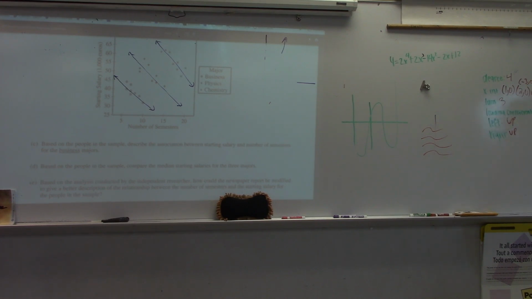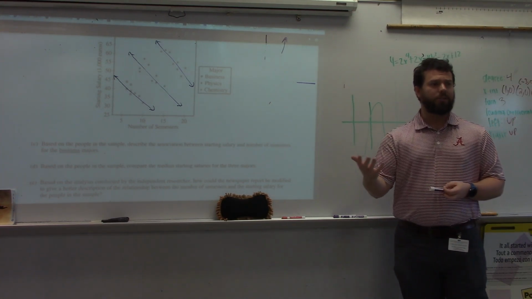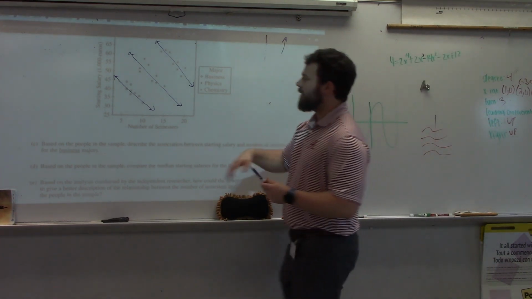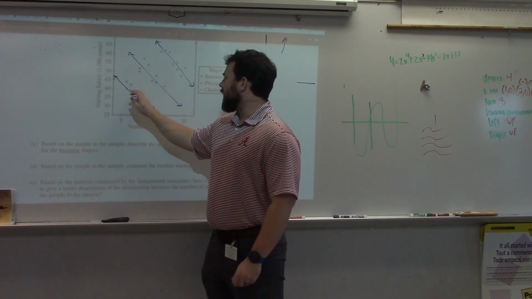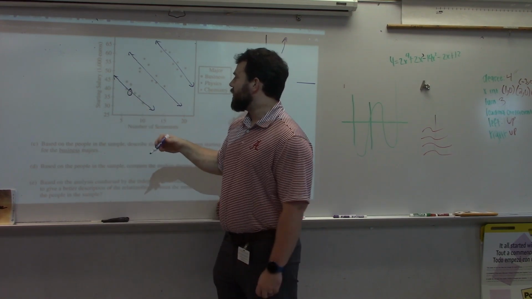Why don't you just have the labels on the side of windows? Because we're now on the part B, C, and D. Okay. Based on the people in the sample, compare the median starting salaries for the three majors, right? Notice, how are we going to find the median starting salaries? Do we do that very often with the linear regressions we've done up to this point? Just looking at it, just kind of guessing, and it doesn't even have to be perfect, but median salary would be somewhere in there.